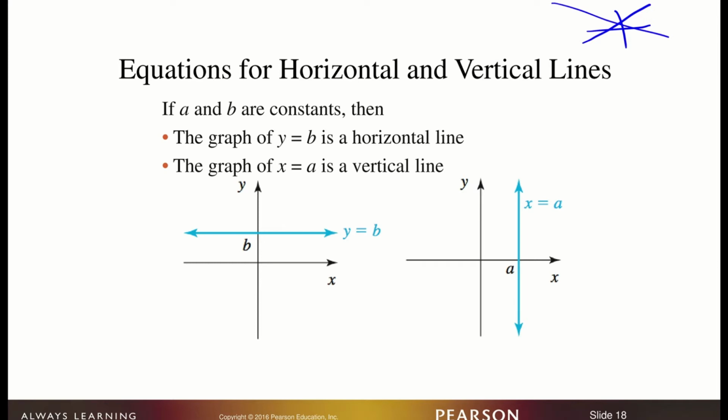Now, these two types of lines, horizontal lines and vertical lines, are a little bit special. For horizontal lines, notice the y value is fixed. It doesn't change, right? And for vertical lines, notice the x value doesn't change. All the points on that line have the same x value.